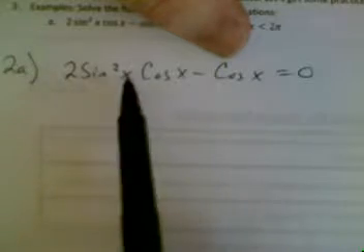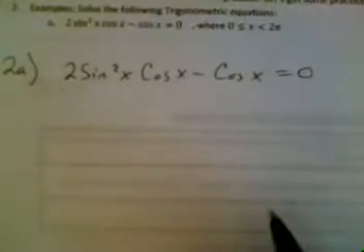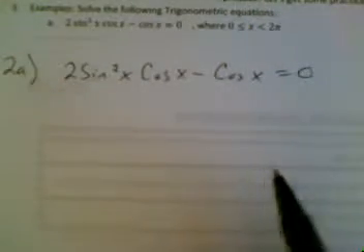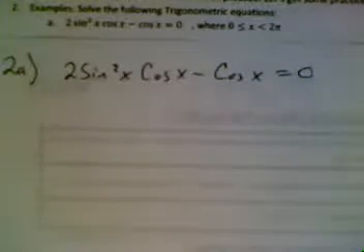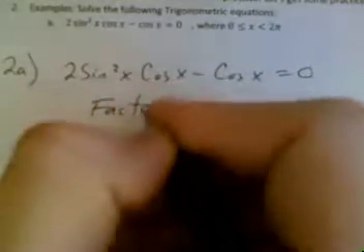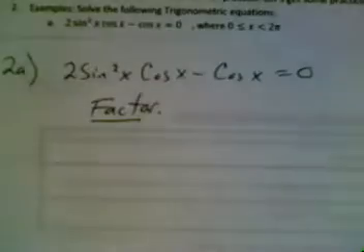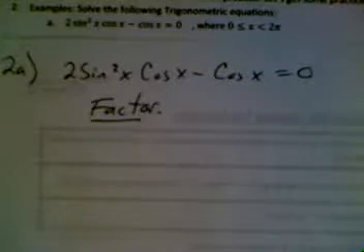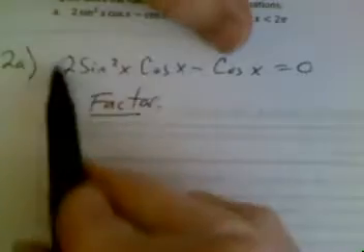I've got 2 sine squared x, cosine of x minus cosine of x. Okay. And I'm thinking to myself, I'm asked to solve this equation. There's got to be a number of methods that I can consider. Well, the number one method that I always want to try, because it always worked in the past, let's try it now. I'm going to try factoring, okay? Is there a way to factor this particular problem?